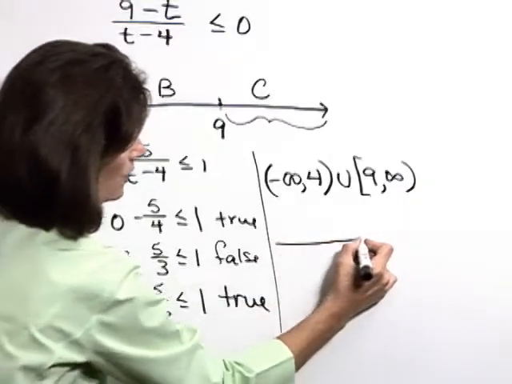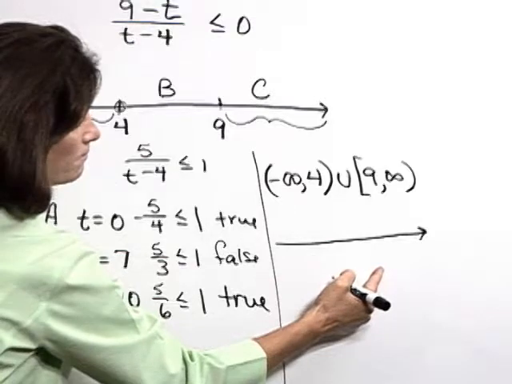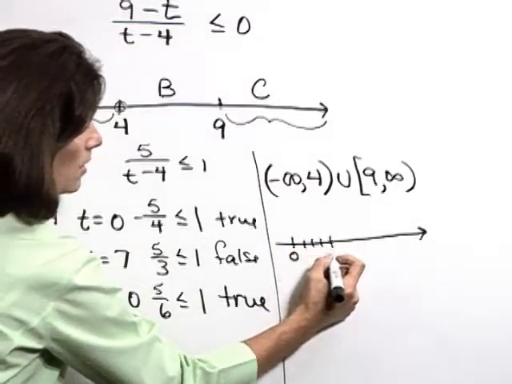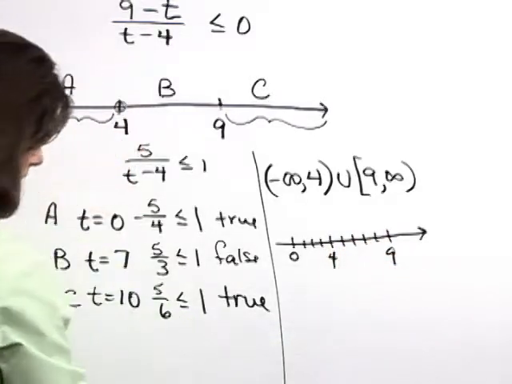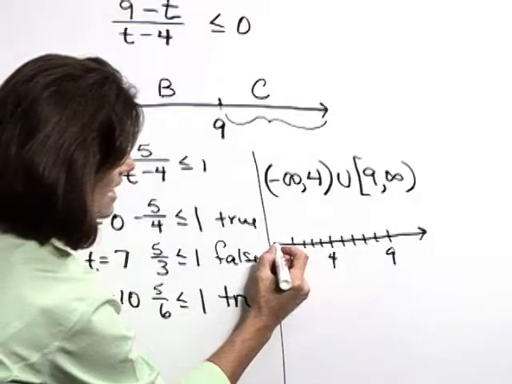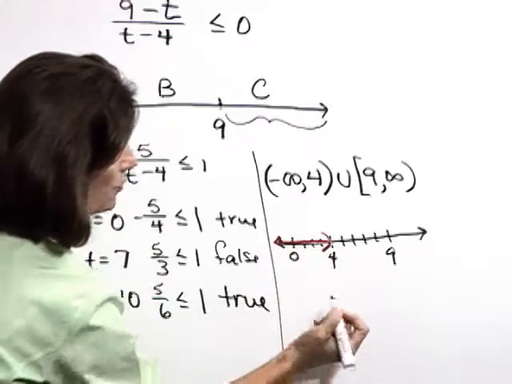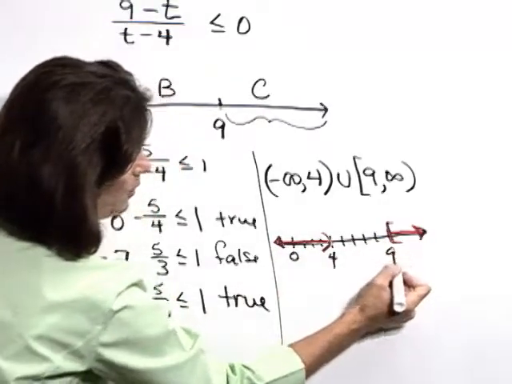Lastly, if we want to show this as well in graphical form on a number line, I'm going to start by locating 0. I'm going to locate 4. I'm going to locate 9 and indicate these numbers as from negative infinity up to 4, not inclusive, from 9 out to positive infinity, and we do include the 9.